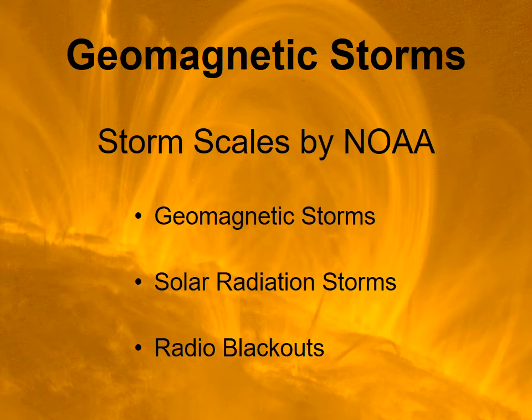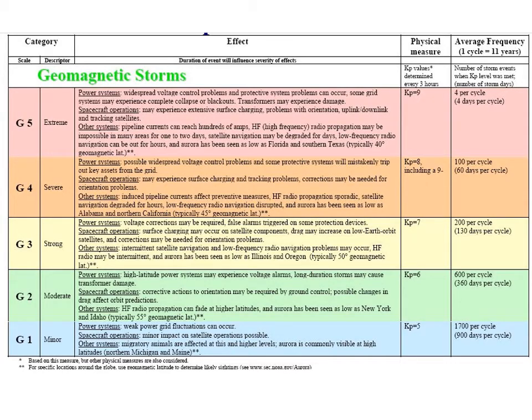NOAA rates them the same way it rates tornadoes, the F scale, the F number for a tornado. They do the same thing for geomagnetic storms, and likewise with radiation storms and also with blackouts. For example, geomagnetic storms are ranked G1 to G5. A G1 storm is not a big deal if you're on top of it, G2 is more active, G3 is more active. By the time you get up to G4 or G5, you have major disruptions with radio communications and so forth.